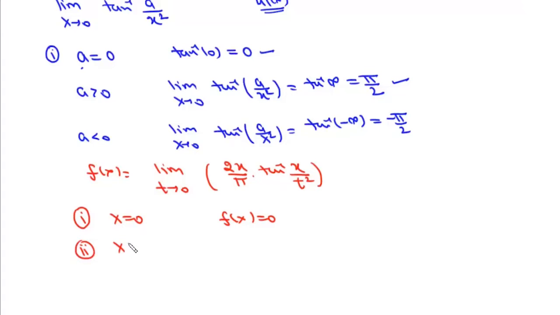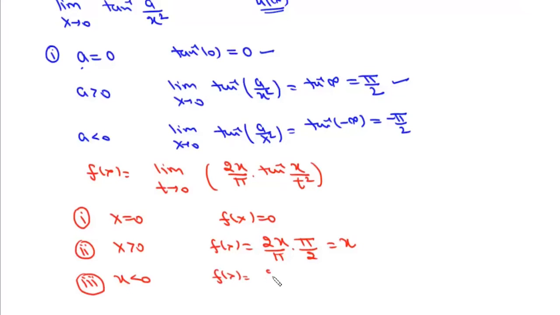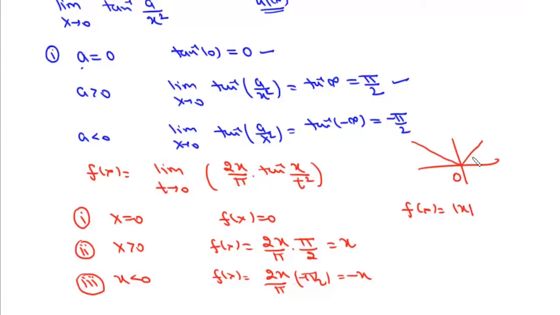Now if x is greater than 0, then the value of this limit is pi by 2. So we can write this function f(x) as 2x upon pi into pi by 2. That means then it will be x, and third, if x is less than 0, we'll get this f(x) as 2x upon pi, and then it will be minus pi by 2, which is minus x. So basically this function f(x) is nothing but mod x, and the graph of mod x is this V-shaped graph. This is x and this is minus x.